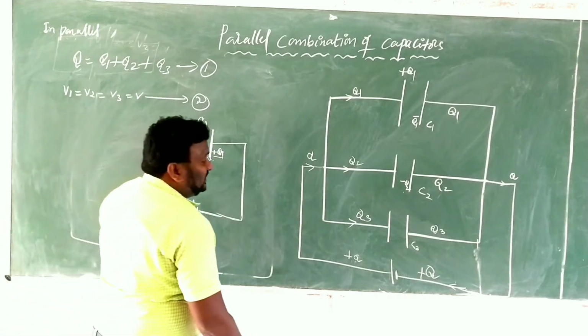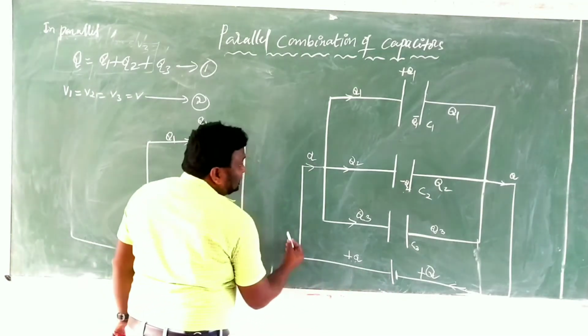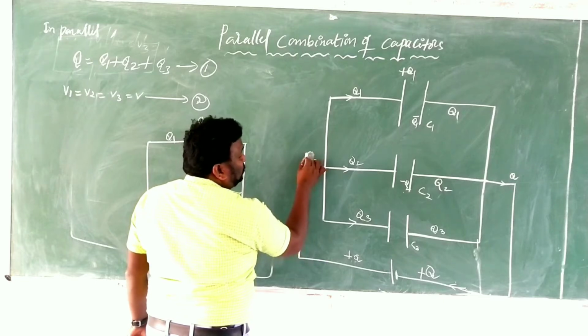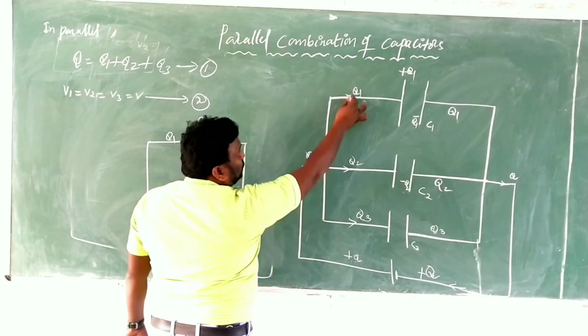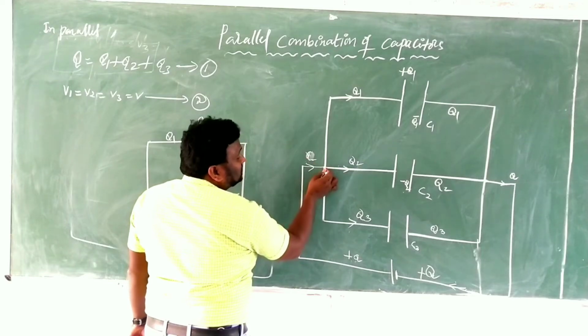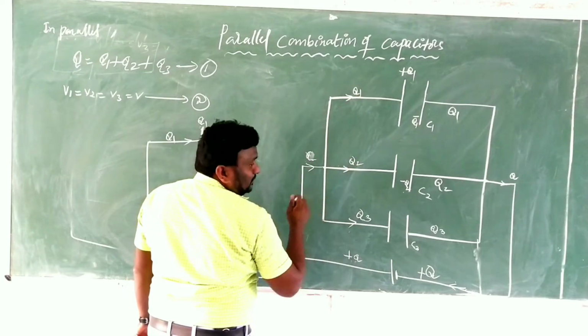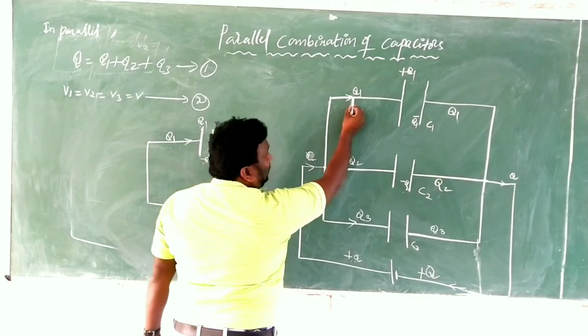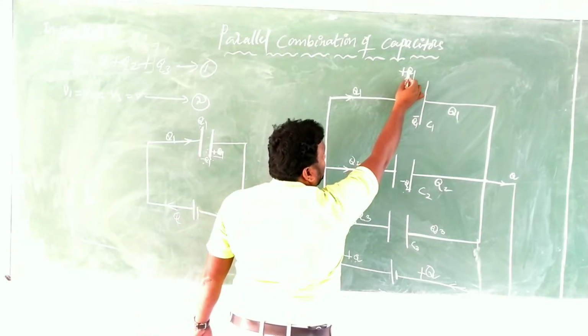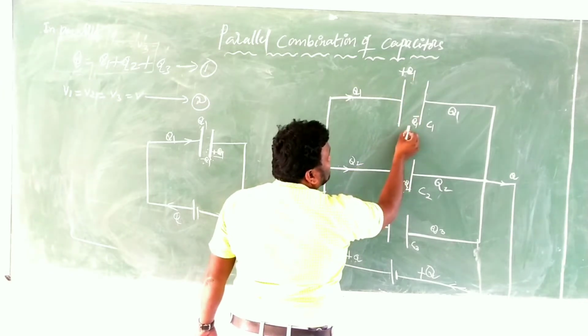So like that I am showing here the Q charge reaches this point. At this point the charge is Q, and it is split into Q1, Q2, Q3. When the Q1 reaches the positive first plate, Q1 is the charge of the first plate. Due to this, what I am telling here, minus Q1 is induced.